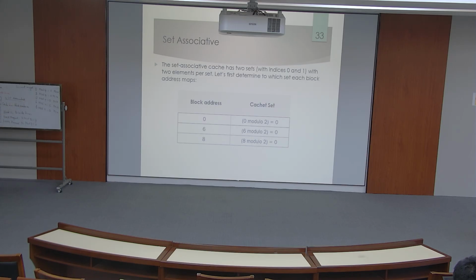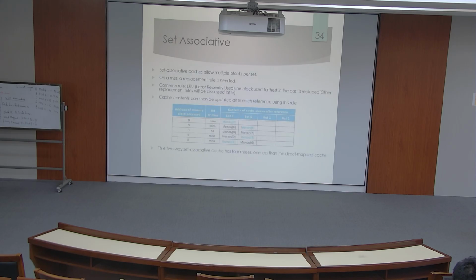Now, to find the set for each block, we have block 0, which needs to be in set 0, block 6, which also needs to be in set 0, and block 8, which needs to be in set 0. So we also need to find the misses and the hits.